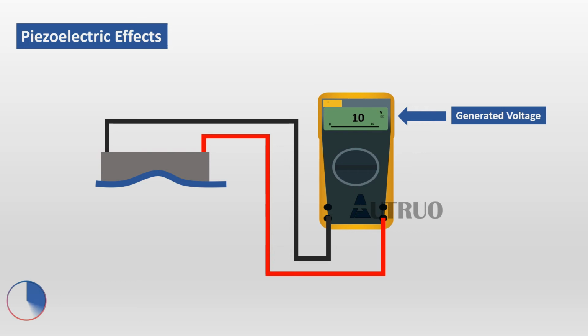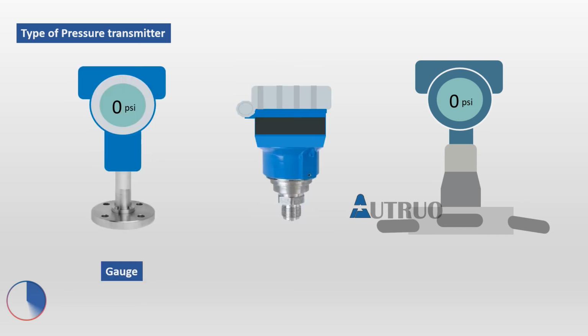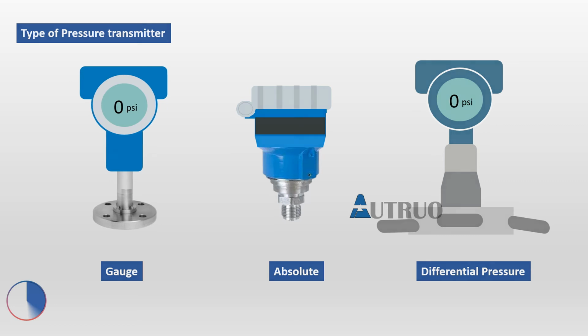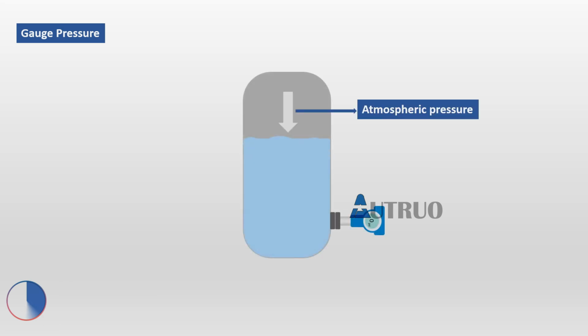volts respectively. Pressure transmitters can be divided into three types, according to the pressure they can measure. Examples of them are gauge pressure, absolute pressure, and differential pressure transmitter, delta P. Gauge pressure is the pressure relative to atmospheric pressure. Gauge pressure is positive for pressures above atmospheric pressure, and negative for pressures below it.